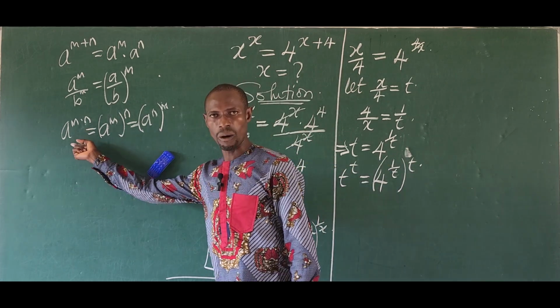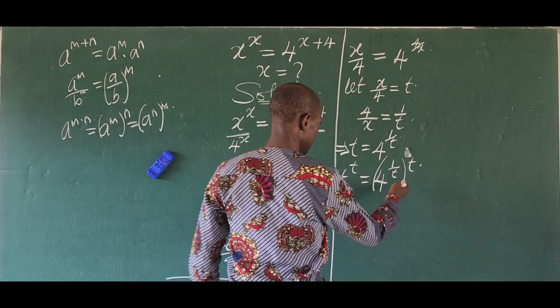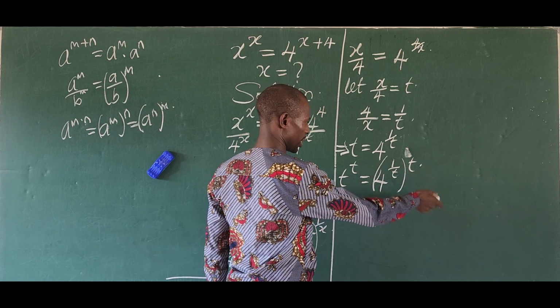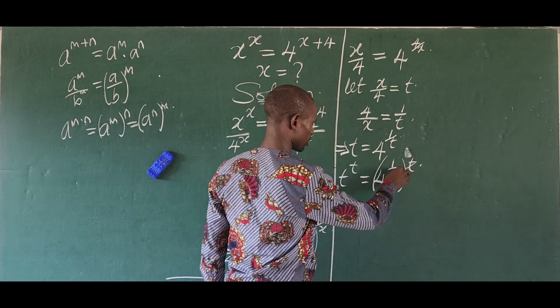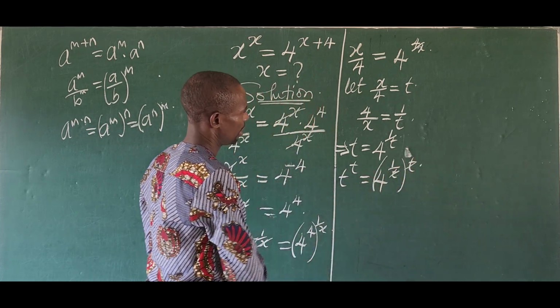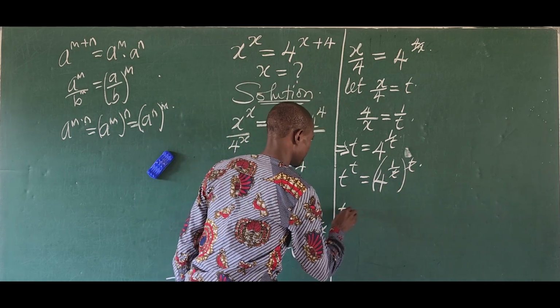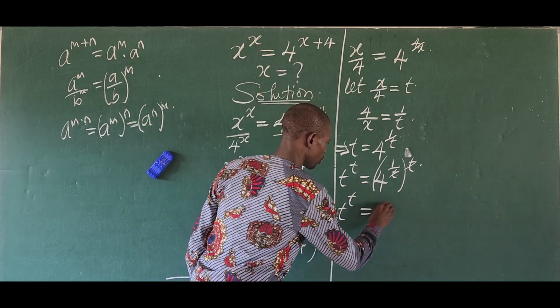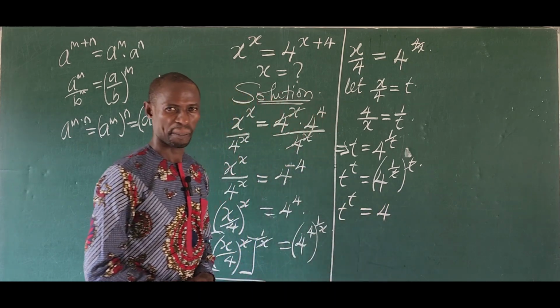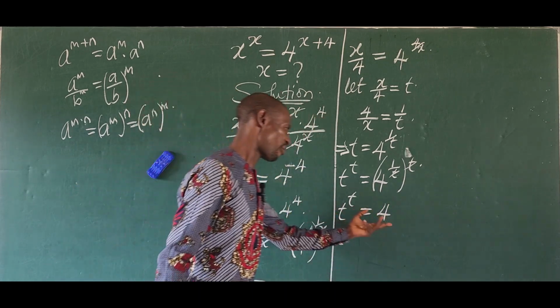Now we come to this law again. So if we apply the law to this other side, what happens? Then this, we live with this. Okay, so when we have this out, there we're going to have t to the power of t equal to 4. Good. Now look at 4.